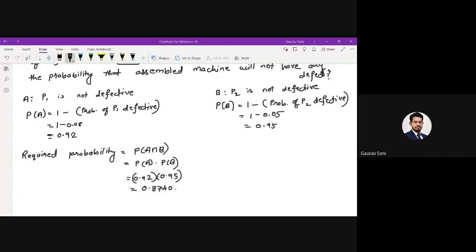Okay, clear. Fine then. That's all for today. In the next lecture, we'll solve some more examples and also define the conditional probability.